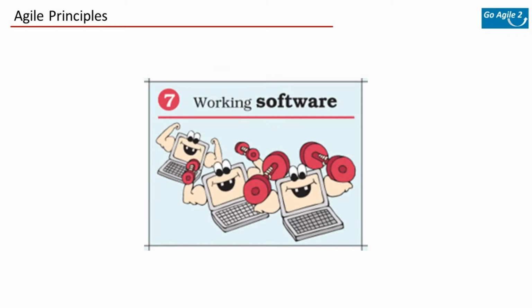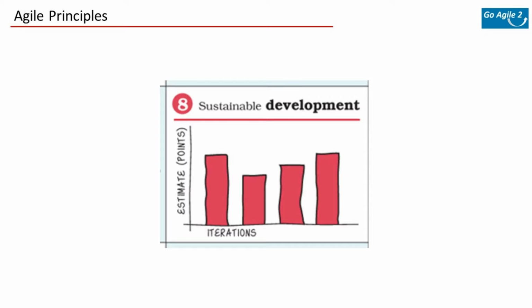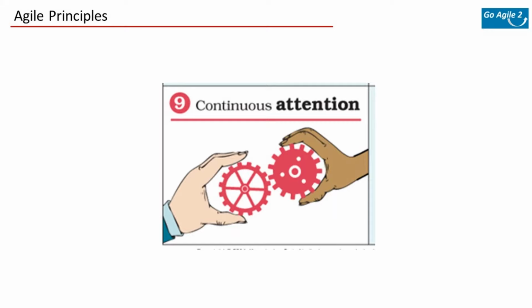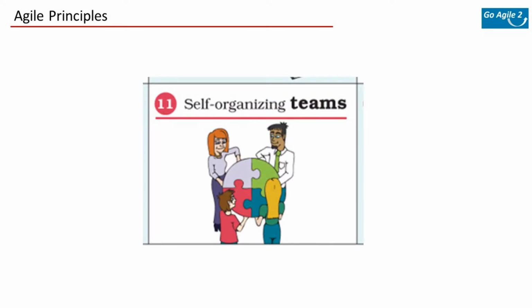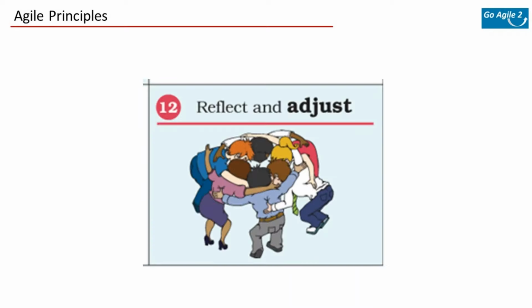Working software is the primary measure of progress. Agile processes promote sustainable development. The sponsors, developers, and users should all be able to maintain a constant pace indefinitely. Continuous attention to technical excellence and good design enhances agility. Simplicity, the art of maximizing the amount of work not done. Again, I'm repeating, the art of maximizing the amount of work not done. That's very essential. Meaning, if we can figure out a way to reduce the waste, that is what they call simplicity. The best architectures, requirements, and designs emerge from self-organizing teams. At regular intervals, the team reflects on how to become more effective, then tunes and adjusts its behavior accordingly.